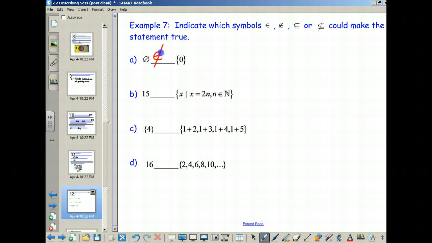It's a set with nothing in it, right? That's what you're saying, right? You're about to tell me that the empty set is a set with nothing in it. So think with me for a moment. Are all of the elements that are in the empty set in the set with 0 in it? Yes. Because there's nothing in it to begin with.